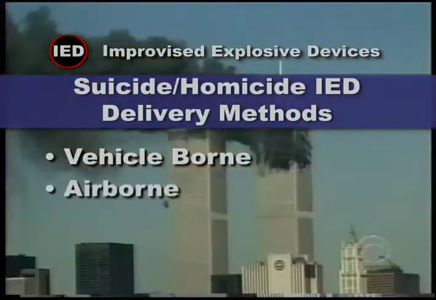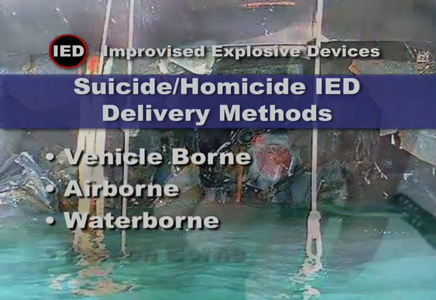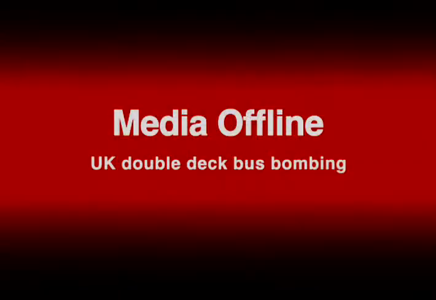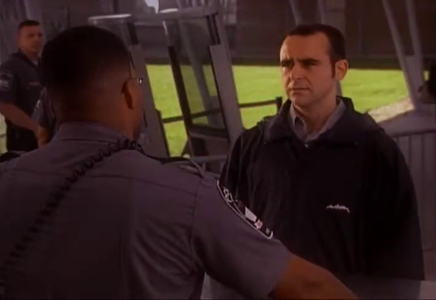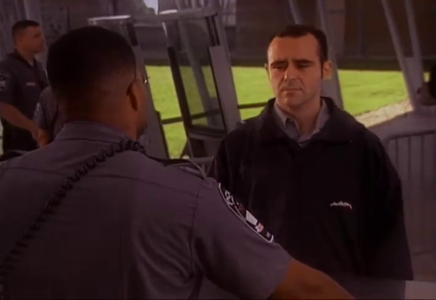There are four ways suicide-homicide bombers deliver IEDs: vehicle-borne, airborne, waterborne, and person-borne. All of these methods are designed so the attacker will also perish. A suicide-homicide attack is very difficult to stop. Traditional Western law enforcement techniques, close, contain, negotiate, will not work in this situation. It is important for every first responder to realize that even if detected before detonation, the attacker is usually willing to settle for as many or as few casualties as possible.